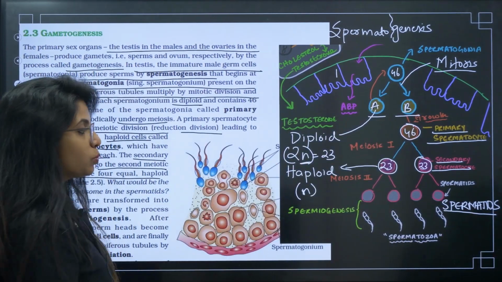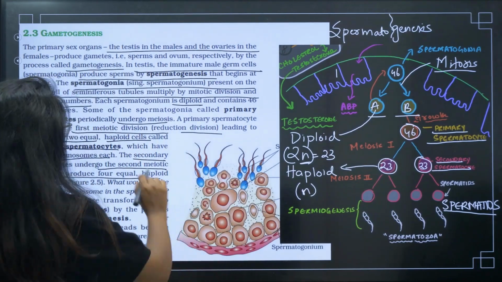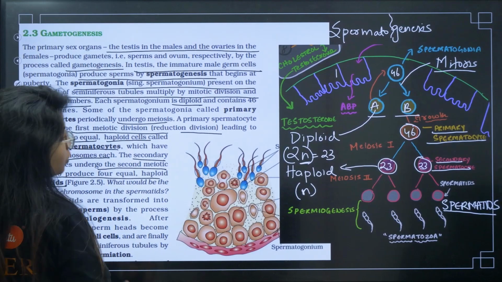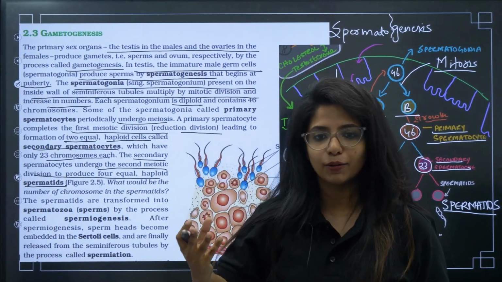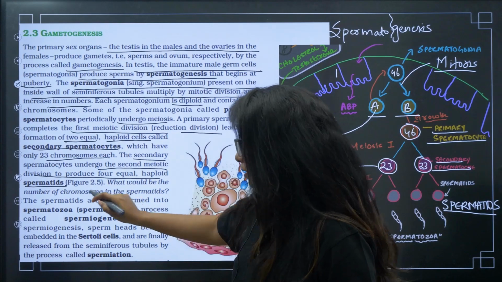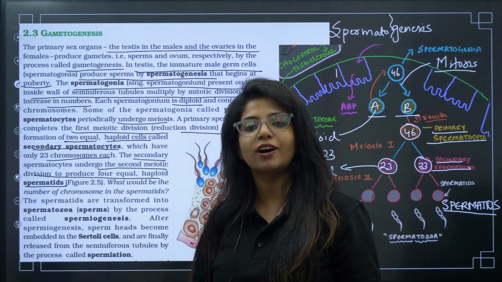Spermatids. Okay, it is known as spermatids. You have your NCERT, please go read. It is known as what? Spermatids. Now, you can remember spermatids as kids. They are not mature enough. So the spermatids are transformed into spermatozoa or sperms.